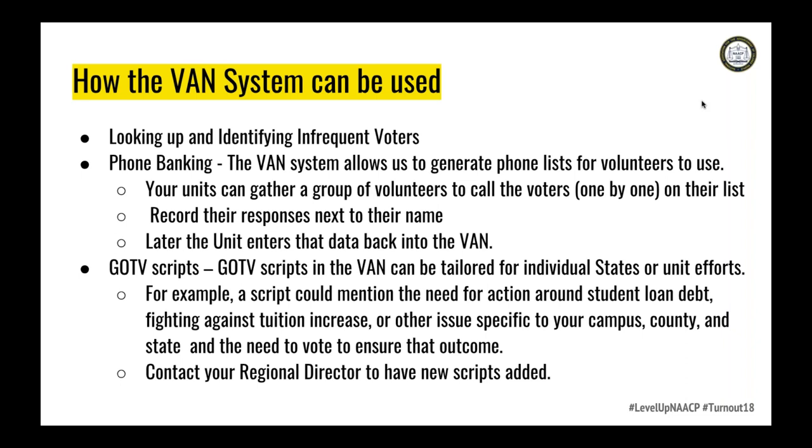So how can the VAN system be used, right? Number one, the VAN system can be used to look up and identify infrequent voters, right? To also look at who in your network, your area, your county, or your location is registered to vote already, as well as people who are infrequent voters, right? You can look at past voter trends and see, okay, if folks have voted in past elections, have they voted in past midterm elections, right? And oftentimes people don't turn out to vote for the midterm elections. And so thinking about it, the more and more we get people to turn out for these elections, the more and more we can impact change that directly affects us, right?